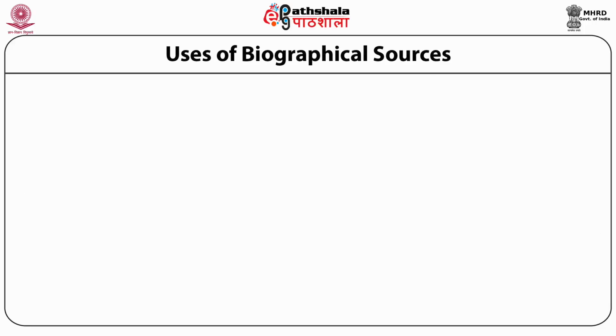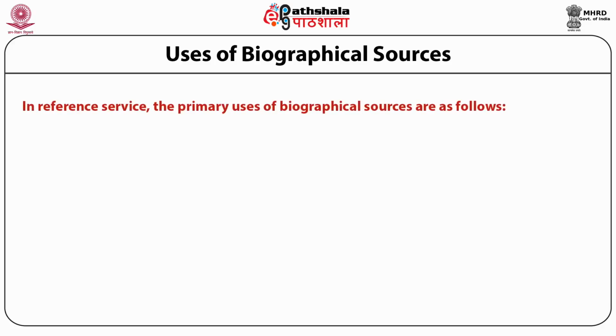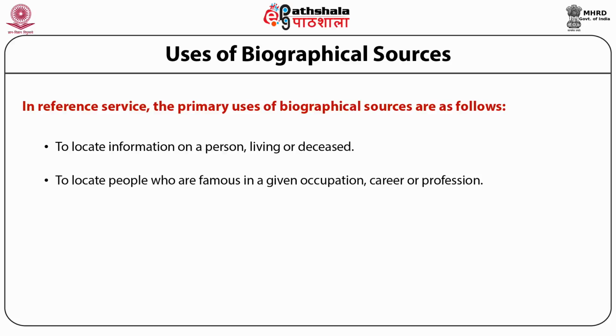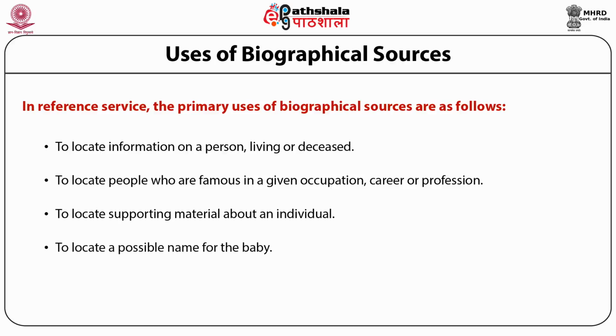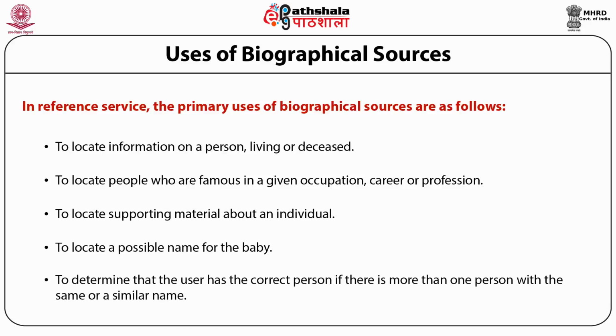There are so many uses of biographical sources. In reference surveys particularly, the primary sources of biographical material could be like this: to locate information on a person, living or deceased, to locate people who are famous in a given occupation, career or profession, to locate supporting material about an individual, to locate a person's possible name for the baby, to determine that the user has the correct person if there is more than one person with the same or similar name.